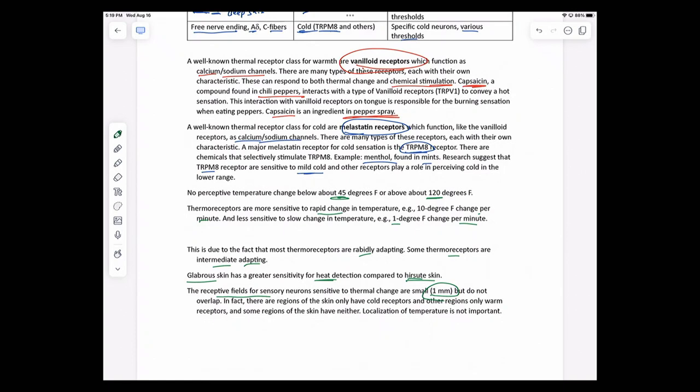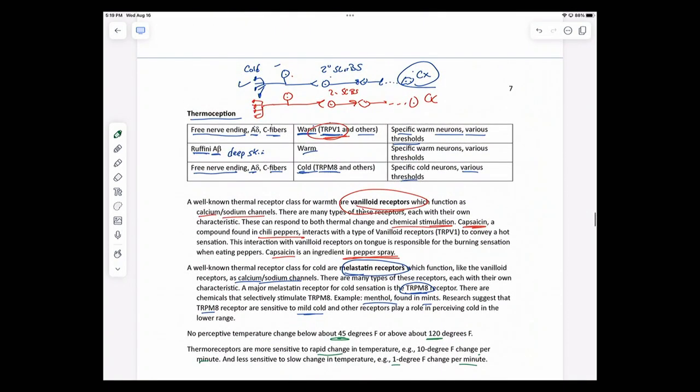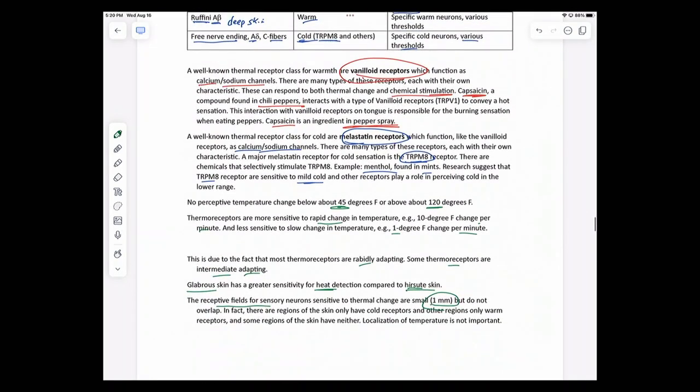The ability of skin is not uniform in terms of cold and warm. You actually have parts of your skin that are more sensitive to cold and other parts of your skin that are more sensitive to warm. It just depends upon the distribution of the cold neurons and the warm neurons. So again, point being is the localization of temperature really isn't that important.